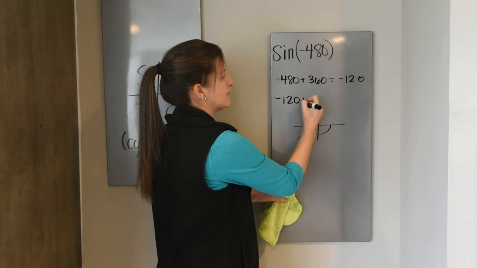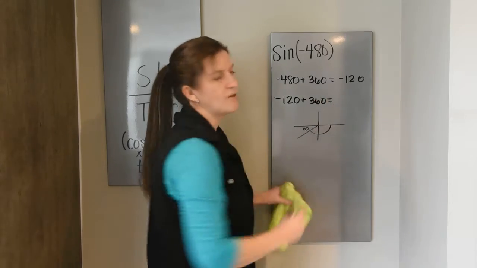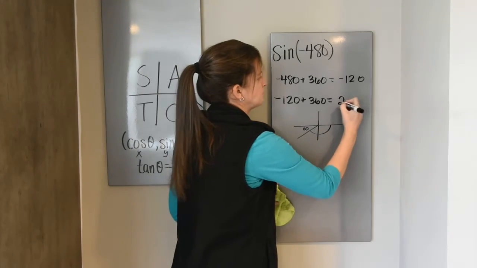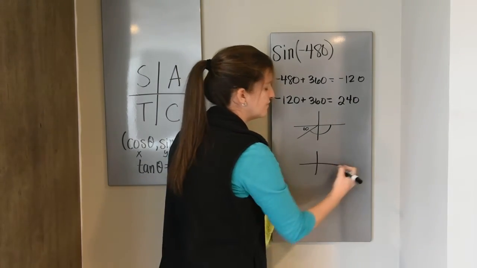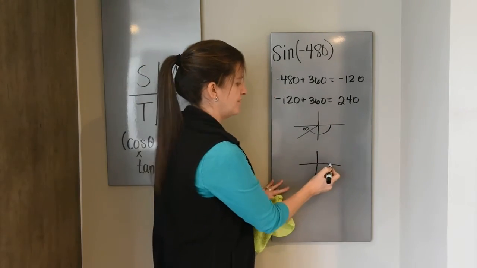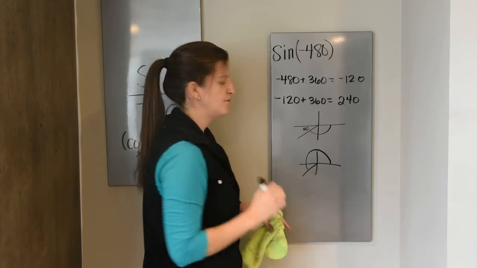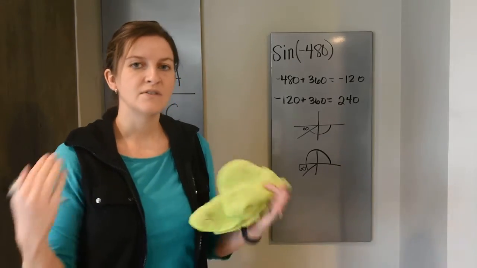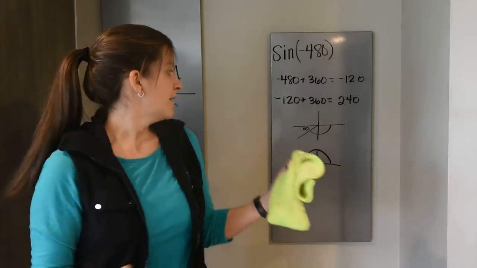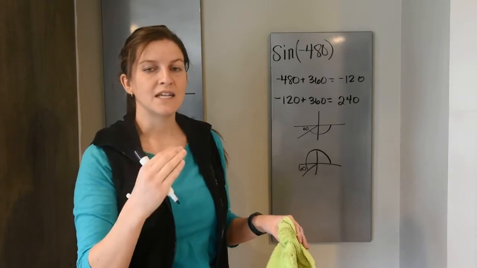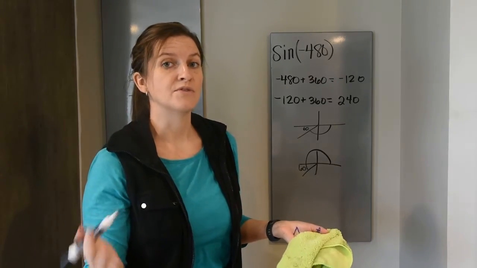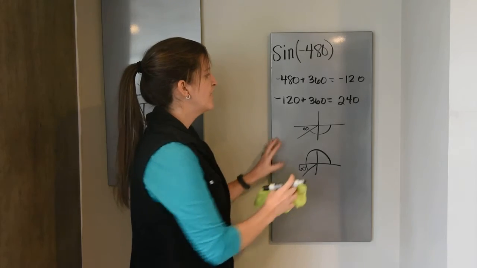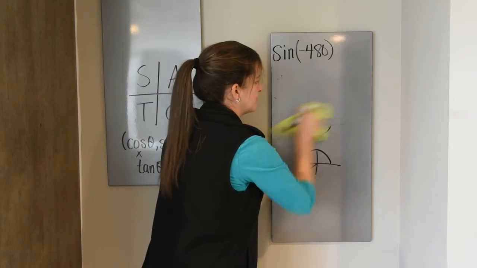If you wanted to make this positive and you add 360 to negative 120, you're going to get 240. And 240 is going to start here, but you end up in the same place with the same reference angle. So it doesn't matter which way you do it, you're going to end up in the same place because they're coterminal. I'm adding 360 every time. Okay, so I know that my reference angle is 60.